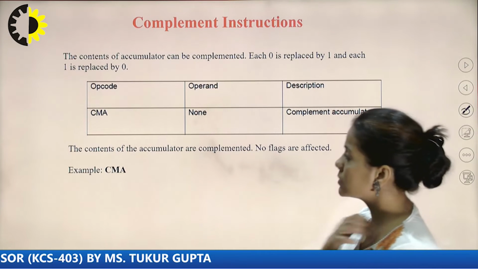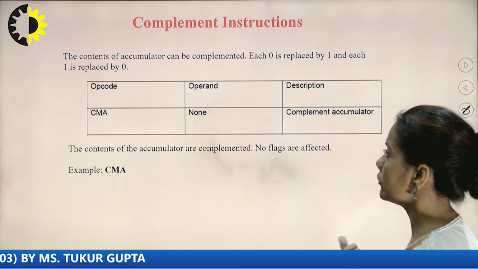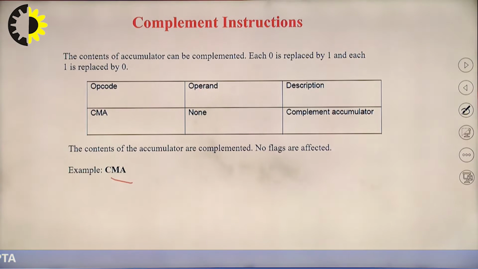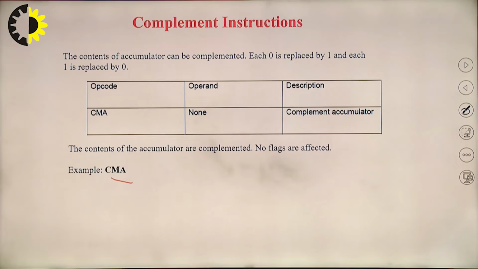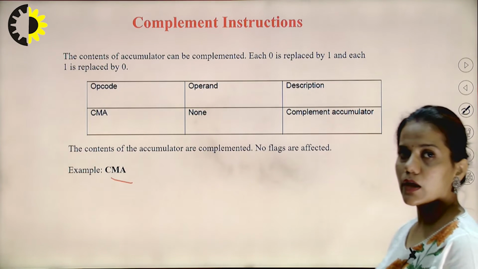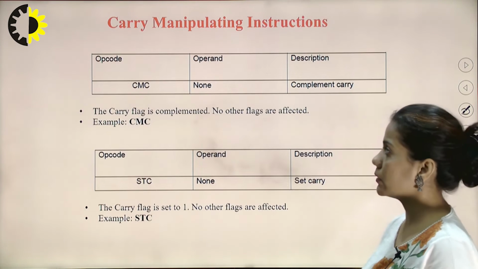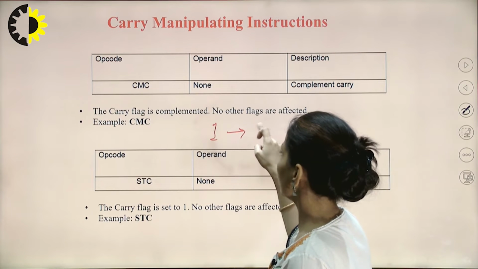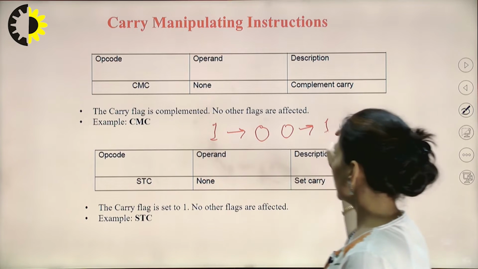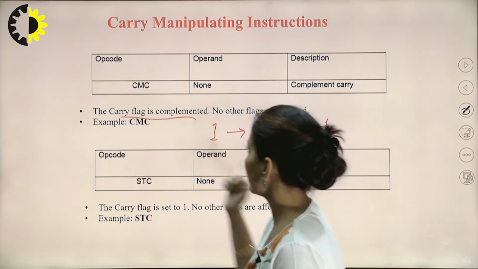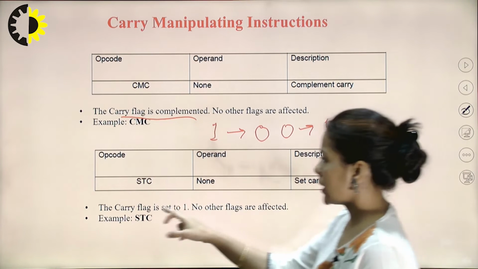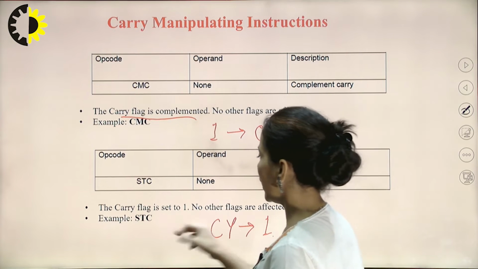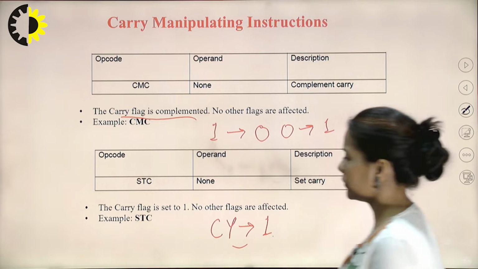Complement instructions. Complement means it will complement the value of the accumulator, and the instruction is CMA. Here no flags are affected. It is just changing the value of the accumulator, just complementing it. CMC, complement carry: if the carry is 1, the result will be 0. If the carry is 0, it will be 1. So only the carry flag is affected, no other flags are affected. STC, that is set carry. Carry is always set to 1 using this instruction, and no other flags are affected, only the carry flag is affected.